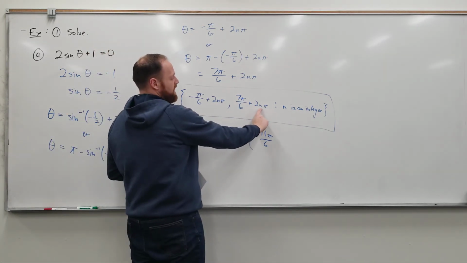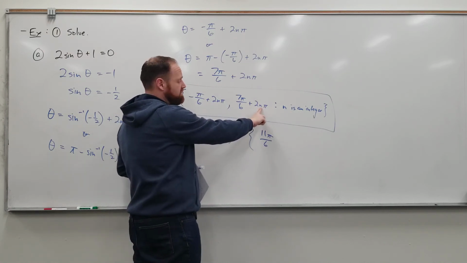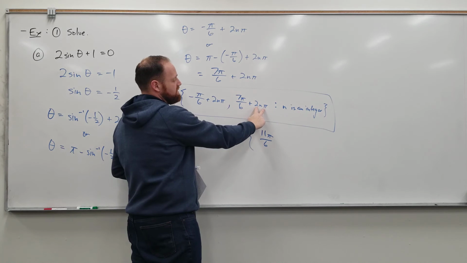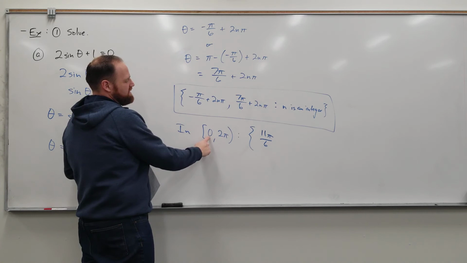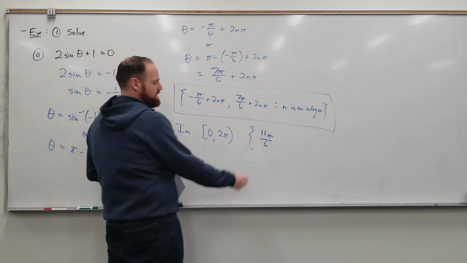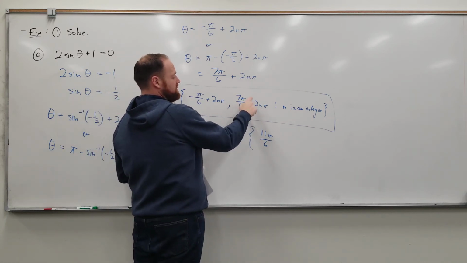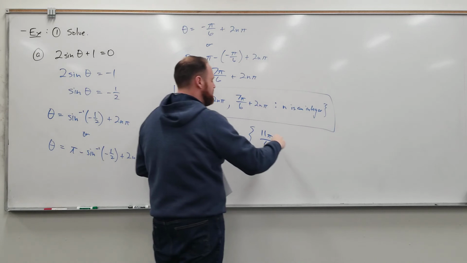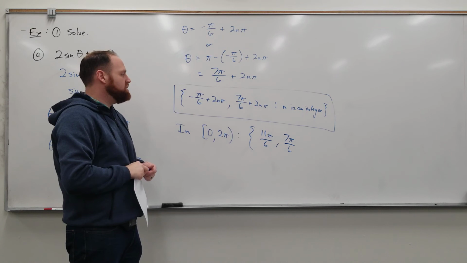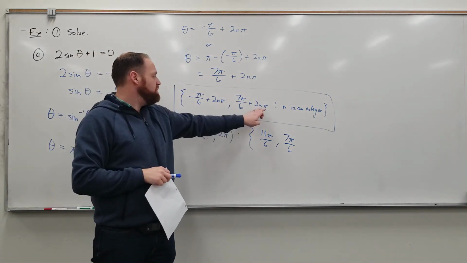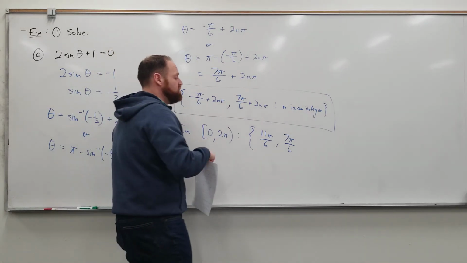Like over here, let's say if I plugged in -1 for n, I get 7 pi over 6 minus 12 pi over 6. That's going to be -5 pi over 6. That's less than 0. So that's not going to go into my solution set here. If I plug in 0 for n, then I just get 7 pi over 6. That's between 0 and 2 pi. Right? So 7 pi over 6 belongs in that solution set. If I plug in 1 for n, then I'm going to get 2 pi plus 7 pi over 6. That's going to be bigger than 2 pi, so that's too big.